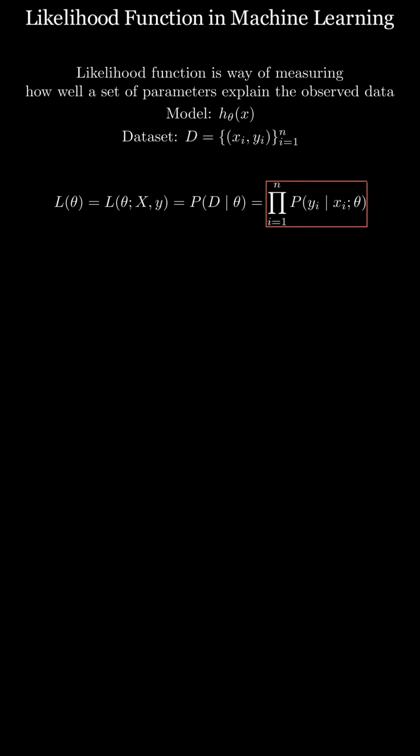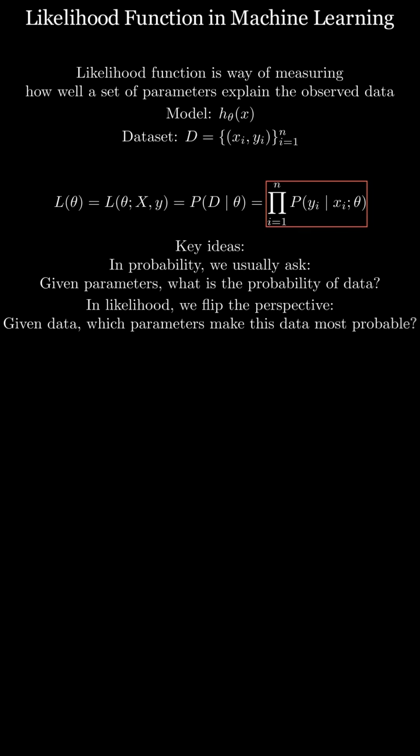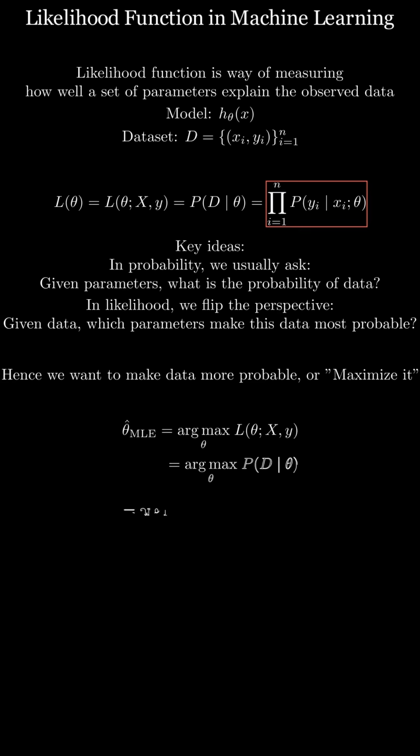points are independent. So in probability, we fix the parameters of the model and then measure the probability of the given data to be in a specific class. While in likelihood, we flip this perspective and say that given these data points, what parameters actually make them more likely to happen. And since we want our dataset to be more likely to happen, we want to maximize the likelihood function.